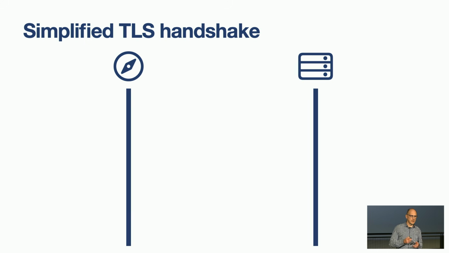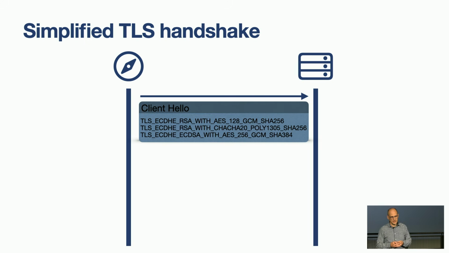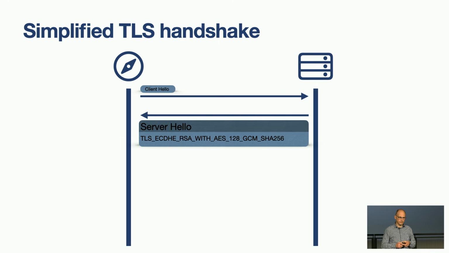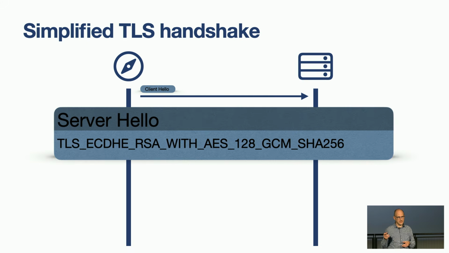It starts by the client saying hello to the server with a list of algorithms called the cipher suite. The server picks one that it supports and replies to the client with the cipher suite that it picked. The cipher suite indicates the algorithms that are used for key exchange. Here we have Elliptic Curve Diffie-Hellman Ephemeral, because RSA as a key exchange mechanism is not really considered secure anymore. It uses RSA for signature, AES for encryption, and SHA-256 for hashing.